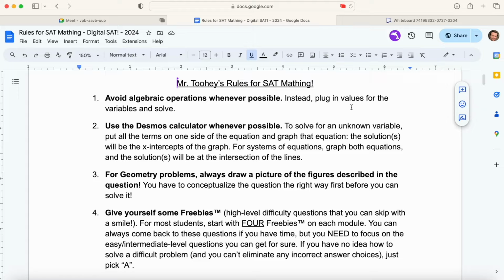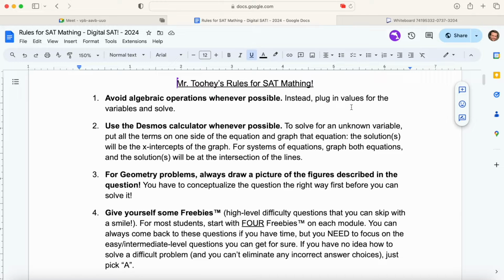Yeah, I think the most powerful strategy so far that I've seen on the digital SAT is using that Desmos calculator. But if you can combine rule number 1 and rule number 2, plug in the values in place of the variables, and do it with the Desmos, combine those two rules, you're going to be unstoppable on this test.